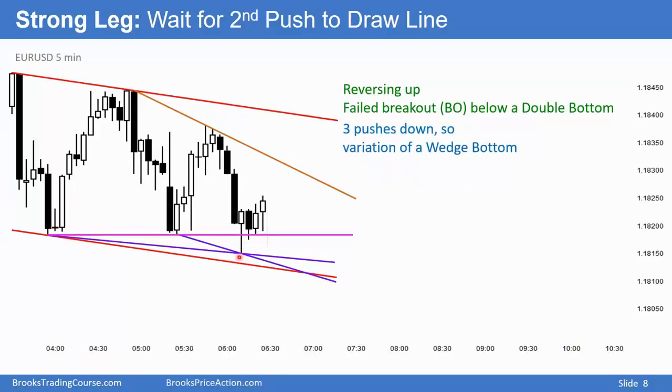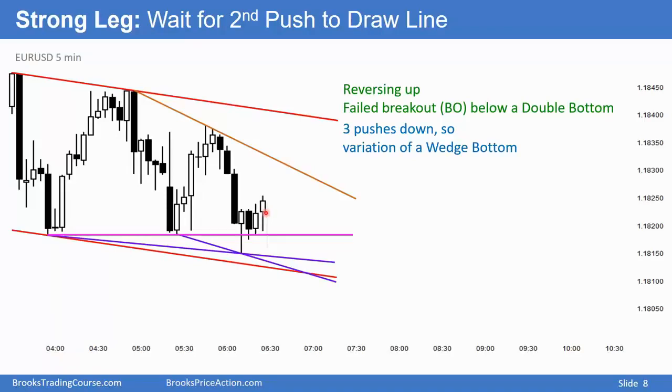We have a double bottom and a bear breakout. We have three pushes down, 1, 2, and 3. Whenever the market has three pushes down and reverses up, it's a type of wedge bottom. It does not matter that the second low is above the first low or above the third low. That's irrelevant. The market tried hard 3 times to get a downside breakout, and now it's reversing up.